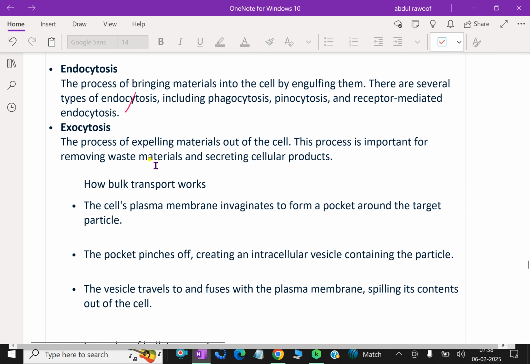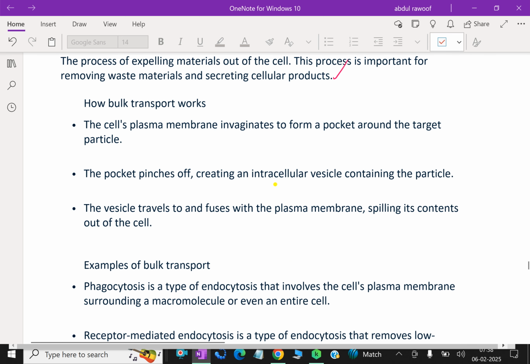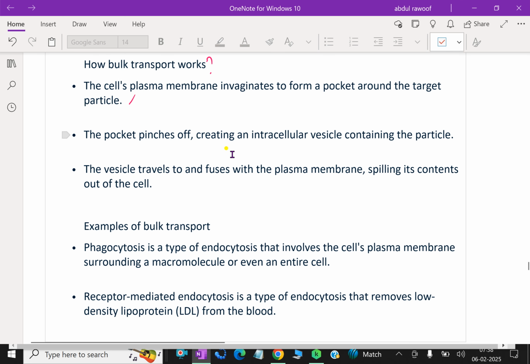Exocytosis, the process of expelling materials out of the cell. This process is important for removing waste material and secreting cellular products. How bulk transport works: the cell's plasma membrane invaginates to form a pocket around the target particles. The pocket pinches off, creating an intracellular vesicle containing the particle. The vesicle travels to and fuses with the plasma membrane, spilling its content out of the cell.